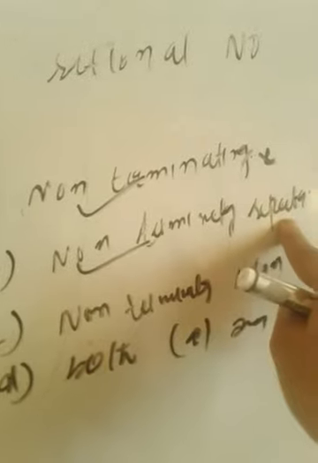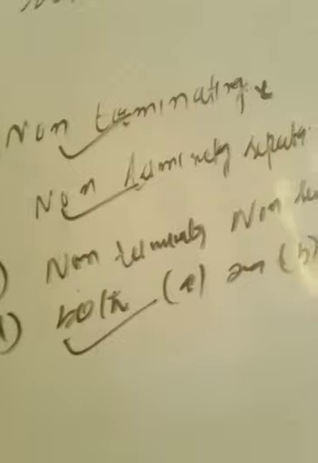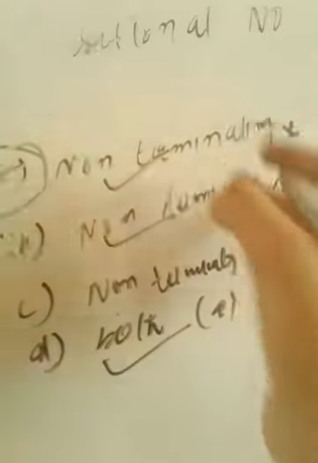Non-terminating repeating, this is also irrational. So this option is correct, this option is correct. So the answer is D. Most of the students have marked this question as their correct answer. So remember, be careful in future. The best method is to read all the options, use your knowledge about these, and choose the correct answer after that.